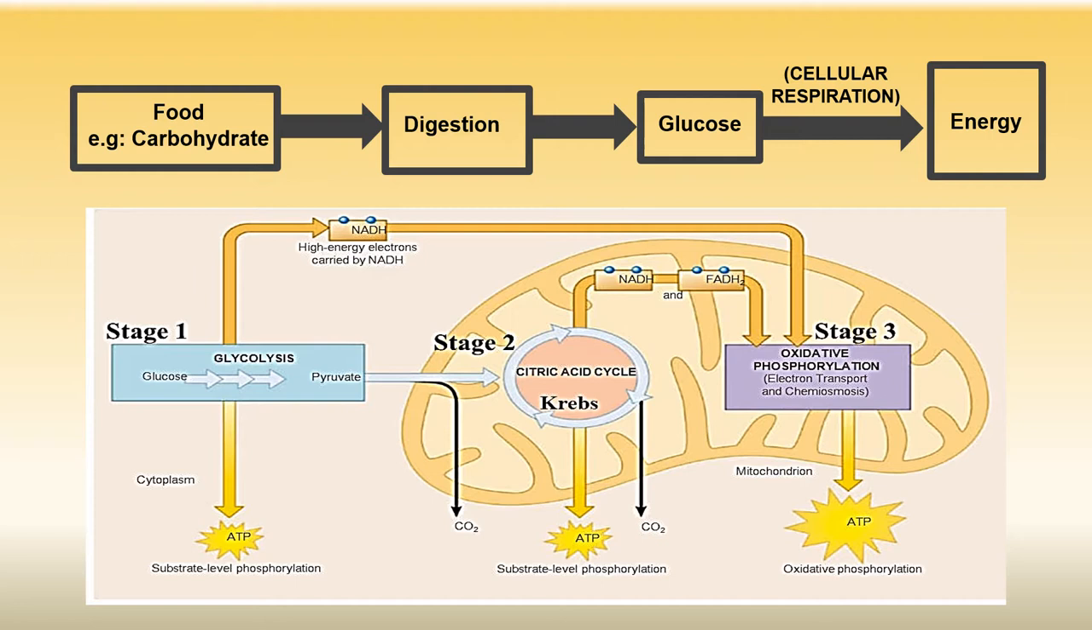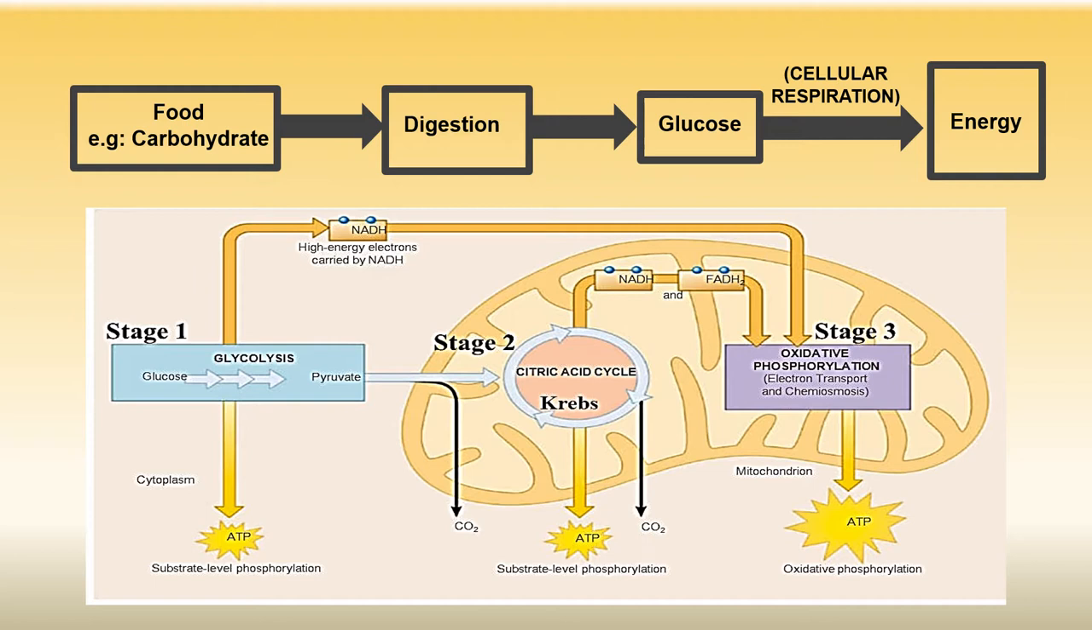Respiration is one of the important chemical processes carried out by all living organisms, including plants, animals, and humans, in order to release energy required for life processes. Food that we eat is digested to form glucose, which then undergoes aerobic cellular respiration to produce energy in the process called cellular respiration.